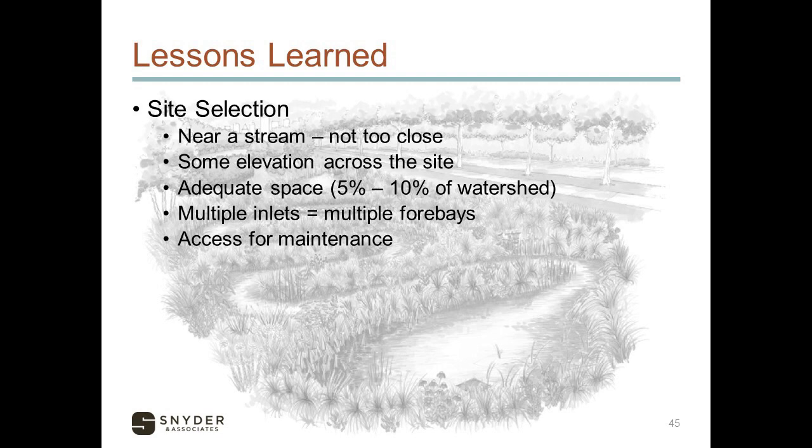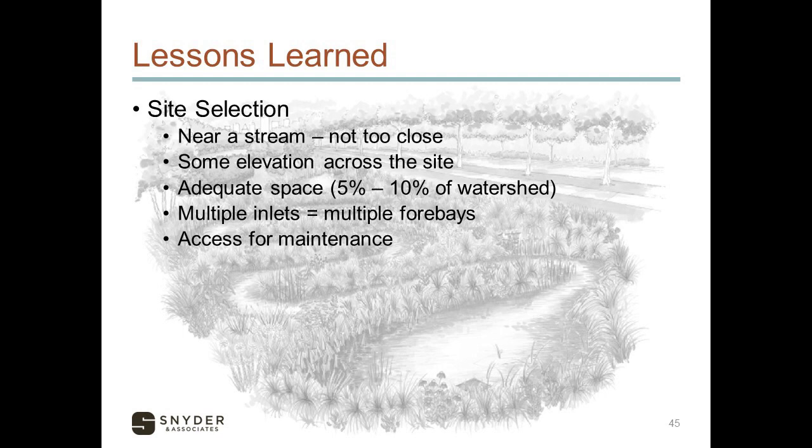You do want to have some elevation across the site. You don't want a completely flat site. You want to have some elevation so that you can get your forebay in that sits a little higher than the actual wetland. You want to be able to construct those marshy areas and then have enough elevation that you can actually have some detention. It might involve building a little bit of a berm around there. Make sure you have adequate space. We were somewhat constrained on this site.